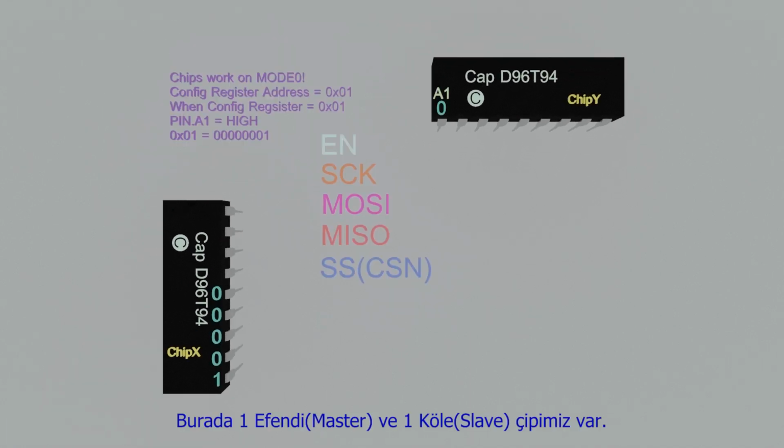Here we have one master and one slave chip. Chip X is the master and chip Y is the slave chip. We see that the configuration register is hexadecimal 01. First we need to access this address. We will access this address by sending 1 byte. Then we will write 1 byte of data to this address. When we write hexadecimal 01 to this address, we see that the pin named A1 will be pulled high.